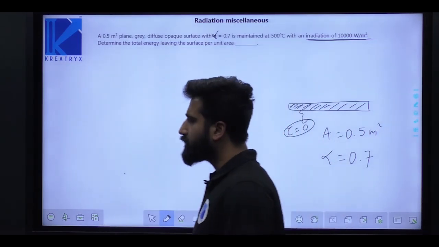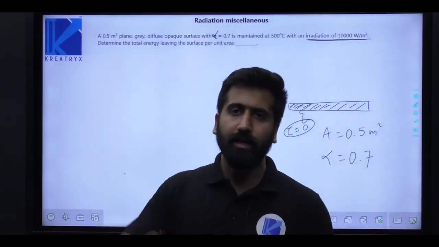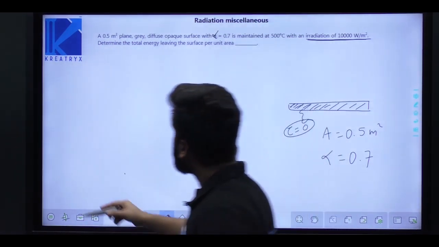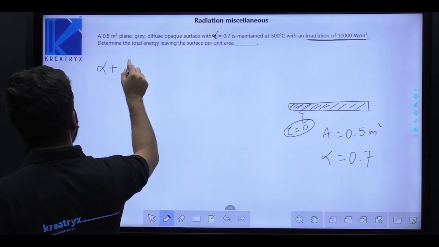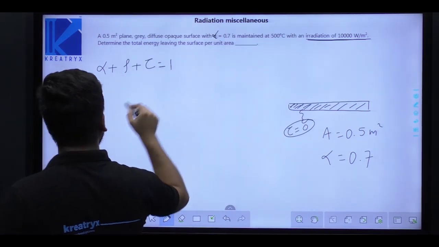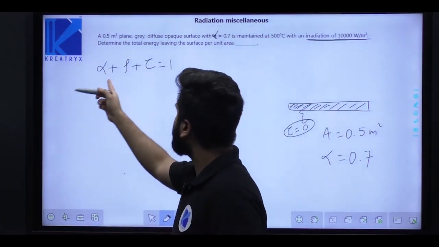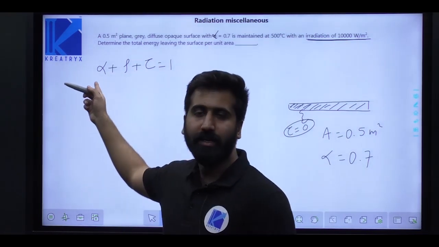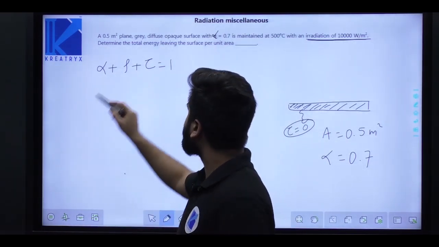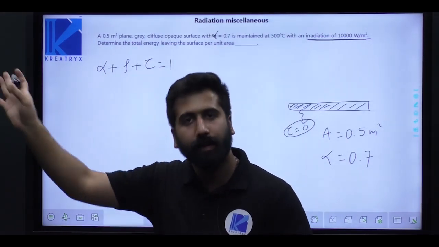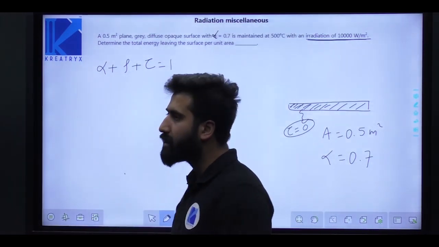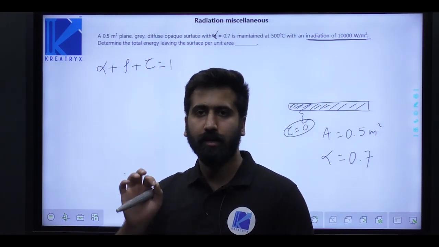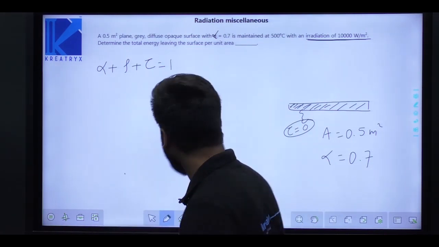So the energy that is coming is either absorbed or transmitted or reflected back. And you must have studied that alpha plus rho plus tau is equal to 1. That is absorptivity plus reflectivity plus transmissivity is equal to 1. Absorptivity is the fraction of energy absorbed by the body. Reflectivity is the fraction of energy reflected by the body. And transmissivity is the fraction of energy transmitted by the body, which in an opaque body's case is 0.